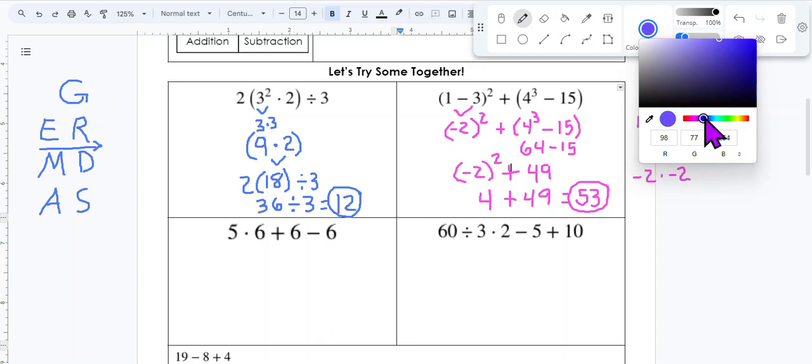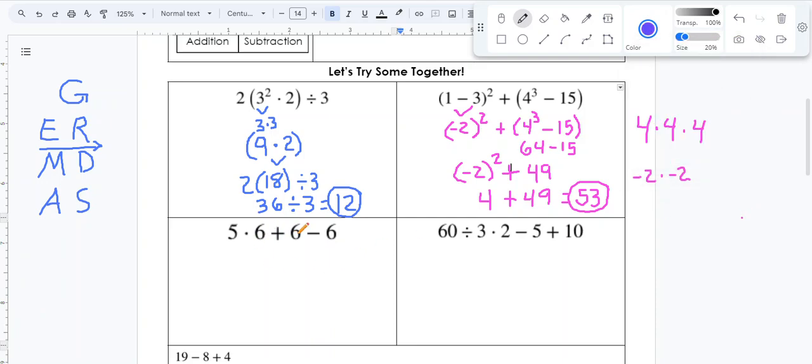Okay, let's do 5 times 6 plus 6 minus 6. There's a lot of 6's there. All right, so there's no groupings, so I don't have to do that step. Exponents and radicals. There's no exponents and radicals. I don't have to do that step. Next one's multiply or divide. There is a multiply or divide. Remember, this dot in the middle means multiply. So I have to do that before I can add or subtract.